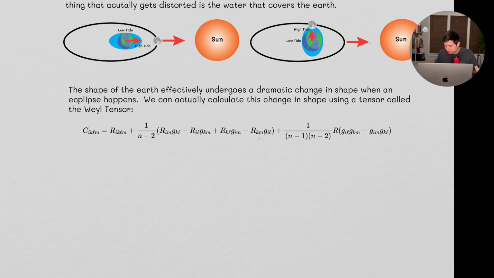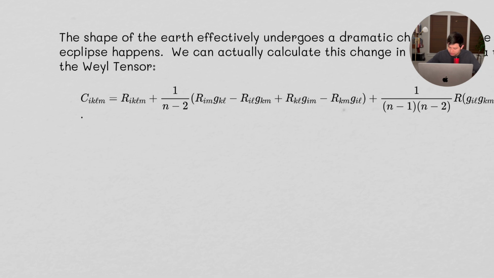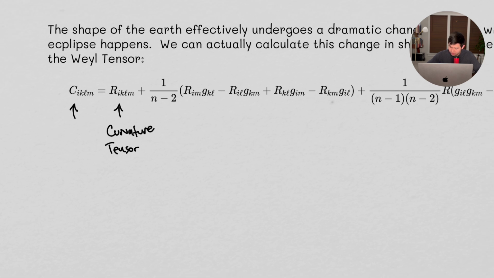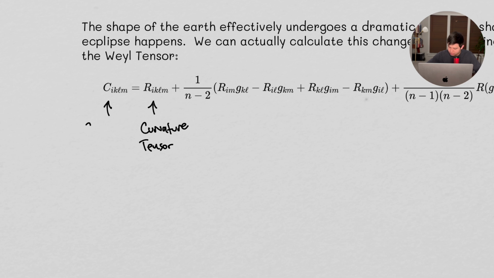So this is quite daunting if you've never seen something like this before. But we can break this down, right? So this is the Weyl tensor. This is the Riemann tensor. Riemann, so curvature. That's a curvature tensor. We'll call the Weyl tensor the shape tensor, right? Because it's going to measure shape.